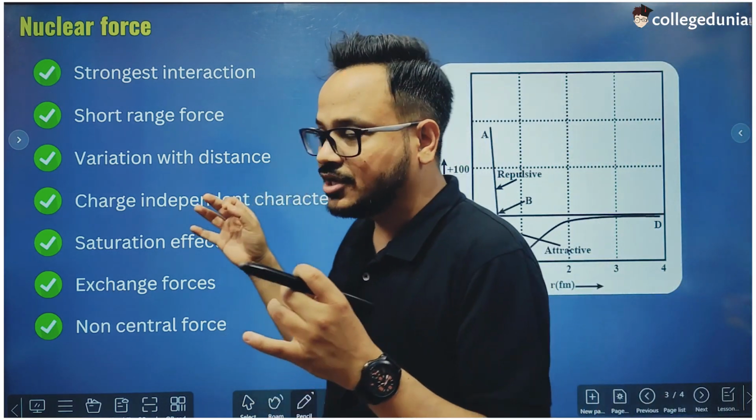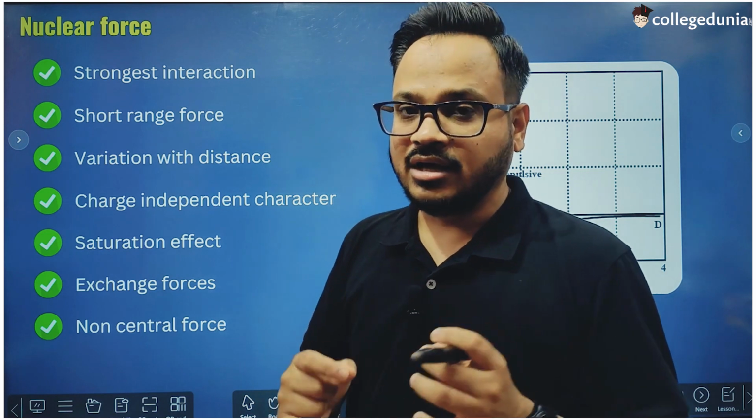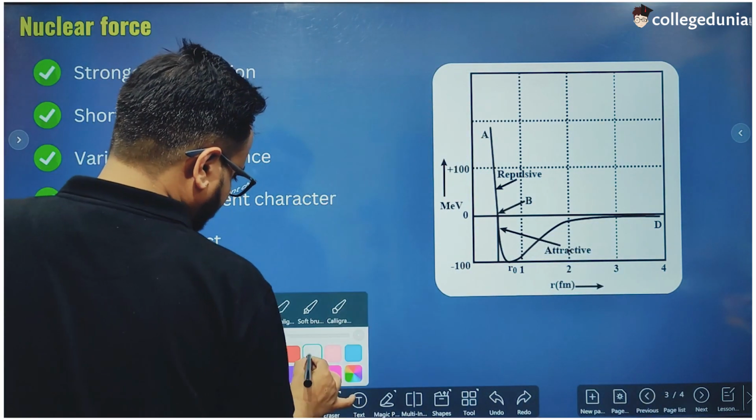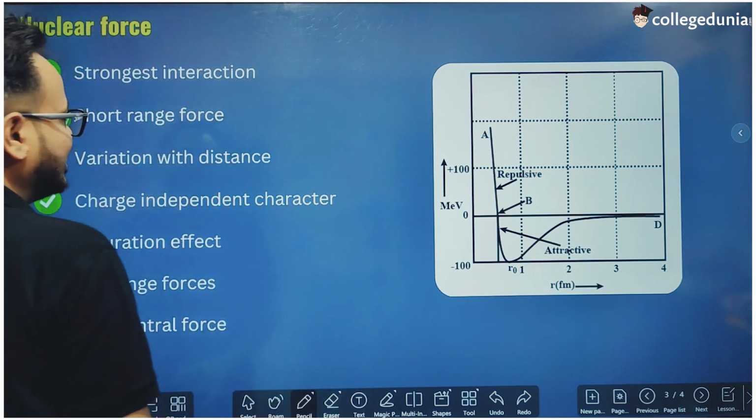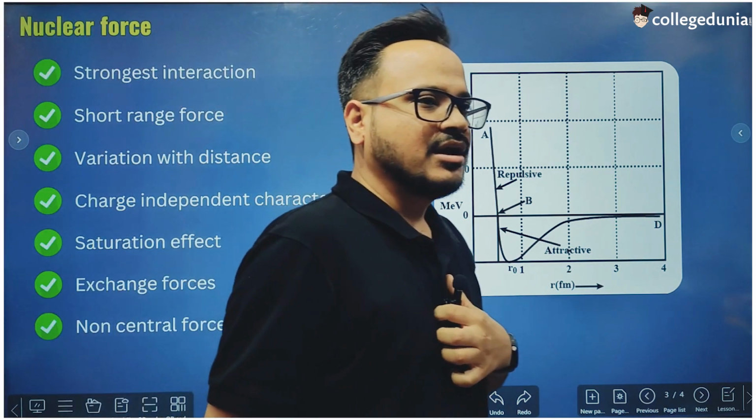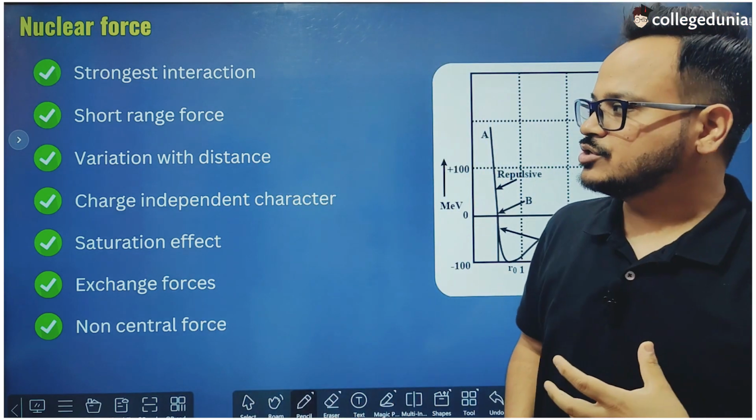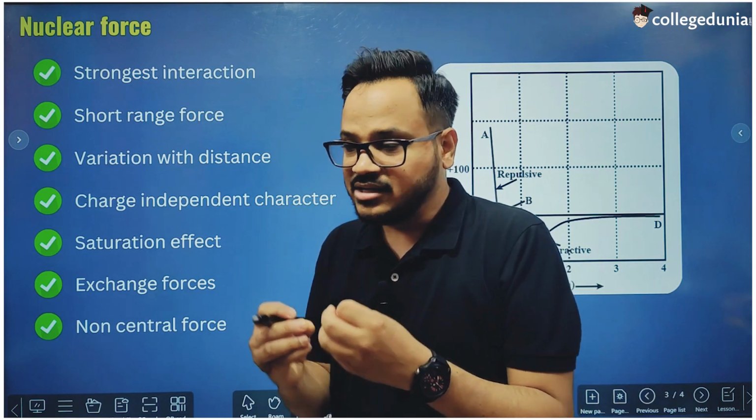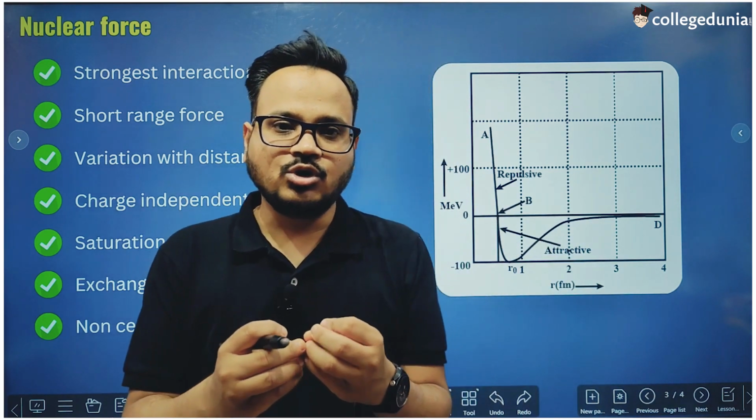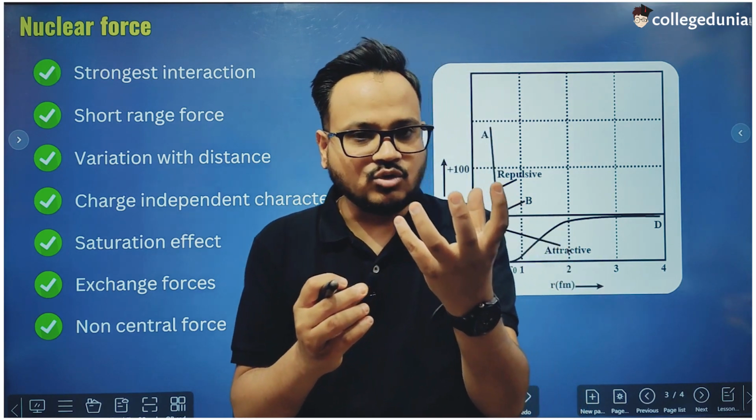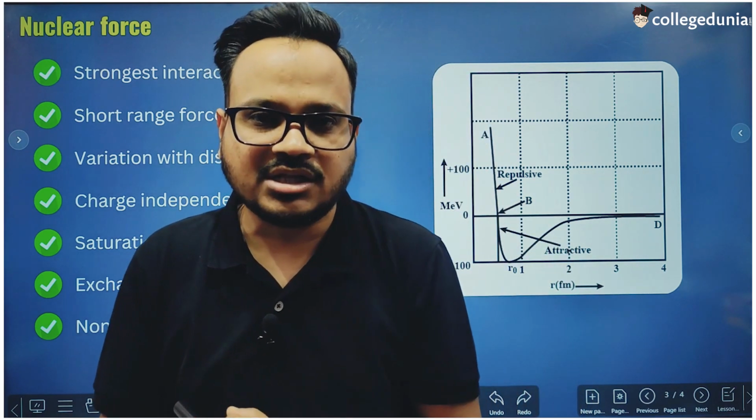It is 10 raised to power 38 times stronger than the gravitational force. So it is the strongest force, right? This is a force which is there between the nucleons, and this is the force due to which nucleons get attracted towards each other, and this is a very strong force. So nucleons start attracting each other, and the nucleus is formed, a very dense nucleus is formed.